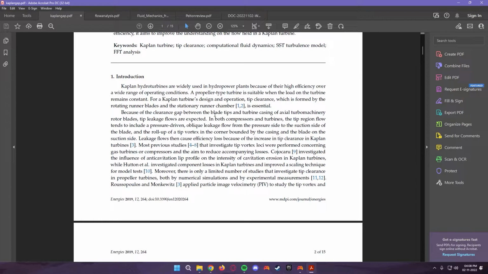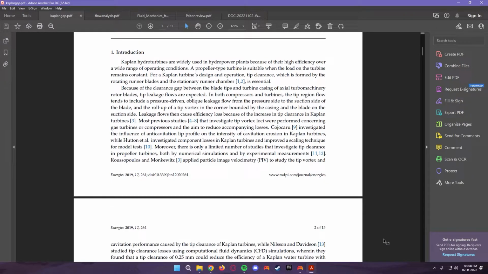For Kaplan turbine design and operation, tip clearance, which is formed by rotating runner blades and the stationary chamber, is essential. Because of the clearance gap between the blade tips and the turbine casing of axial turbo machinery, rotor blade tip leakage flows are expected. In both compressors and turbines, the tip region flow tends to include a pressure driven oblique leakage flow from the pressure side to the suction side of the blade.